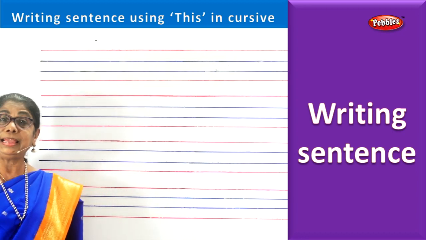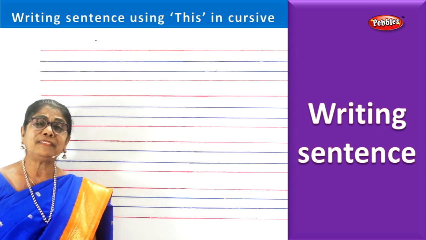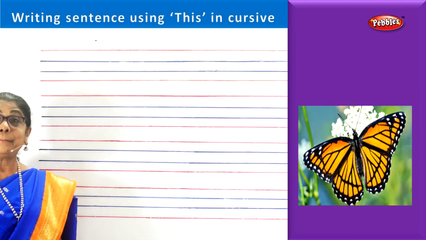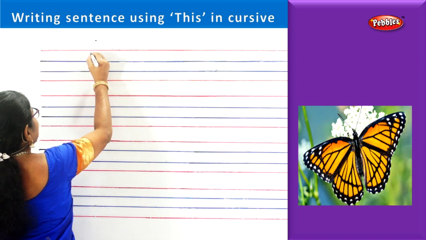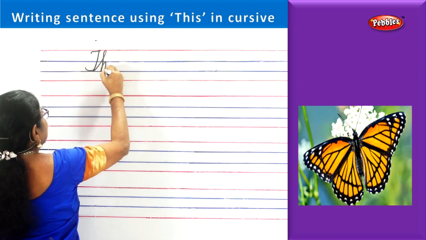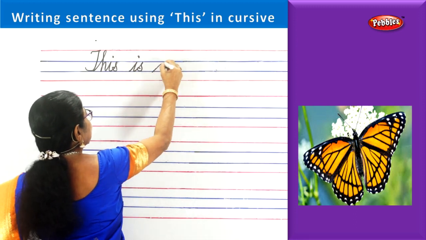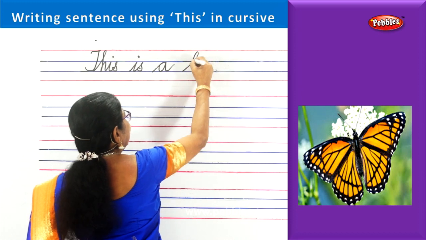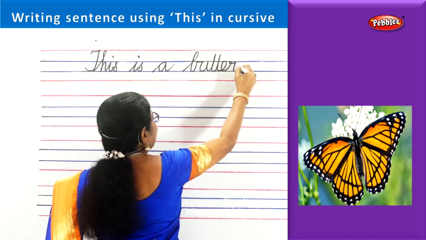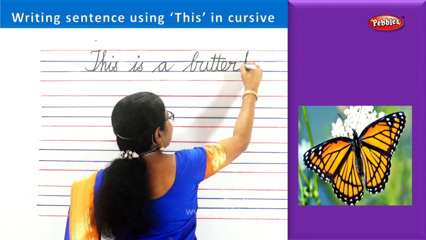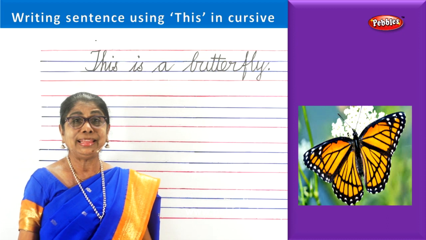Let's take a set of insects and write sentences. Which is the most colorful, most beautiful, lovely insect that comes to your garden? Butterfly. So what will you write? This is a butterfly. Good. Let's write. This is a butterfly. B U T T E R F L Y. Butterfly. This is a butterfly, the most colorful insect.